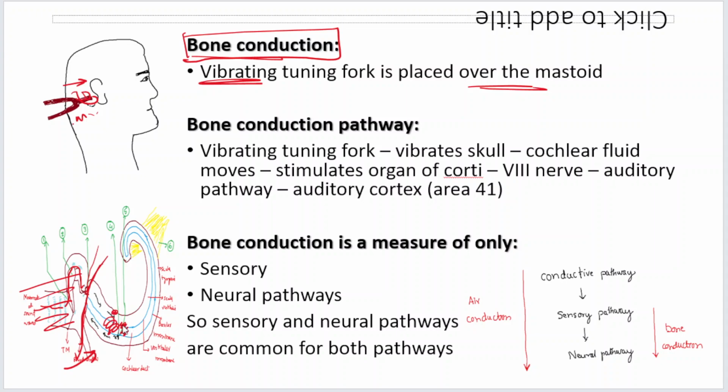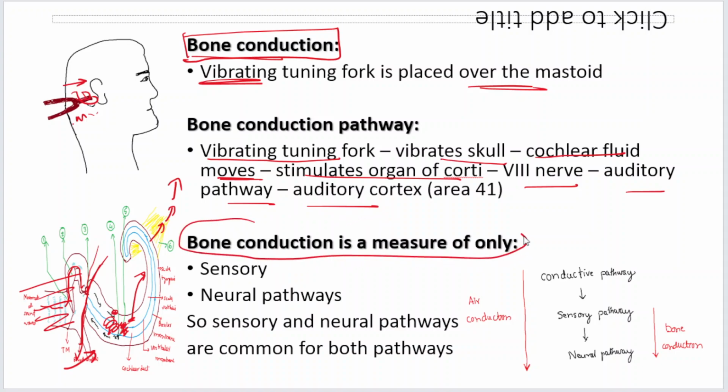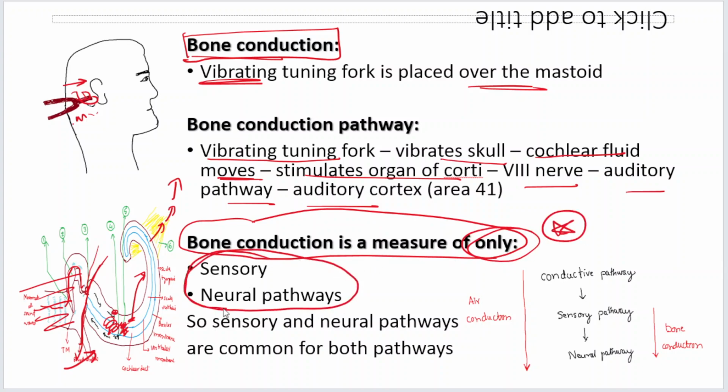the hair cells over the organ of Corti get stimulated, and those vibrations are transmitted through the eighth nerve to the auditory pathway and to the auditory cortex. So that is what is happening. The vibrating tuning fork vibrates the skull, which vibrates the cochlear fluid, which stimulates the organ of Corti. From there it goes to the eighth nerve, auditory pathway, and auditory cortex. So bone conduction is a measure of only, and only is an important word here, only the sensory and neural pathways.